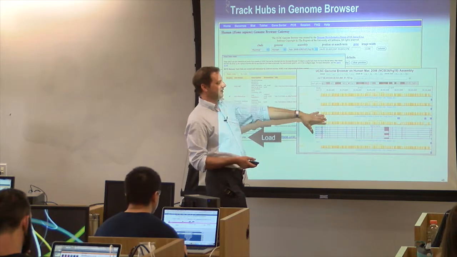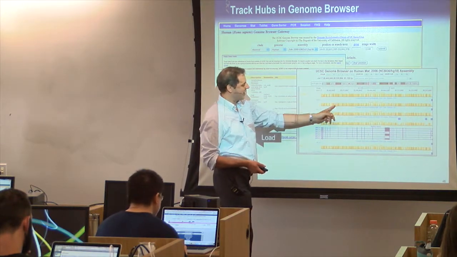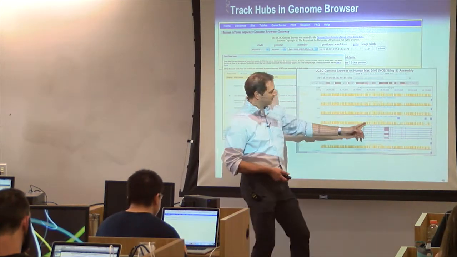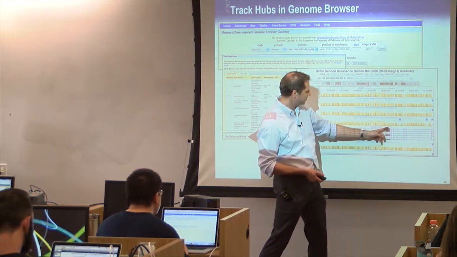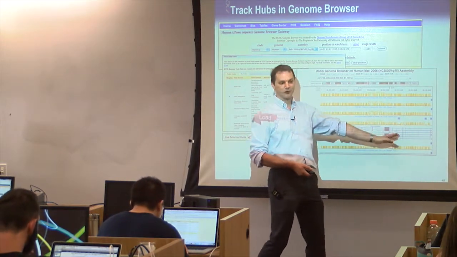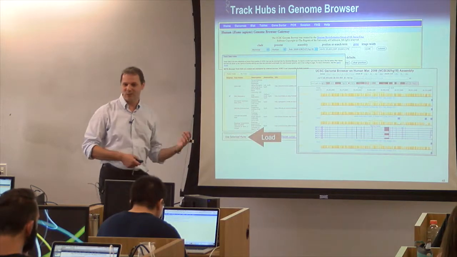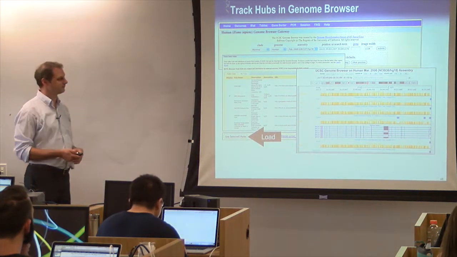And again, you can download it. This is a WIG track, it's quantitative data. So you can see here, for example, a region of hypomethylation in sperm. You can download all that data, intersect it with the table browser, do all kinds of stuff.